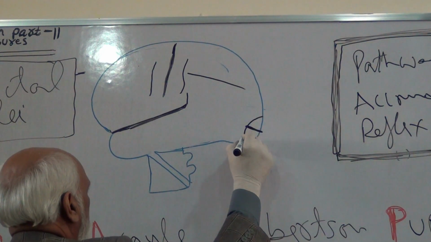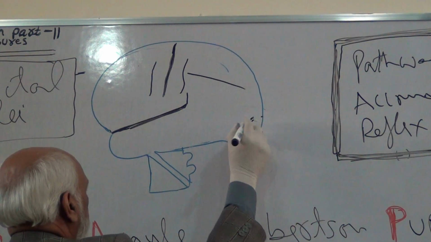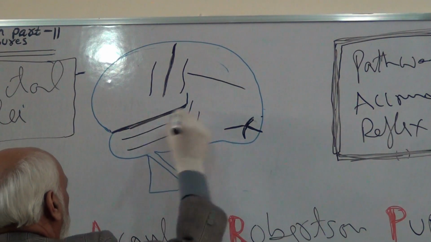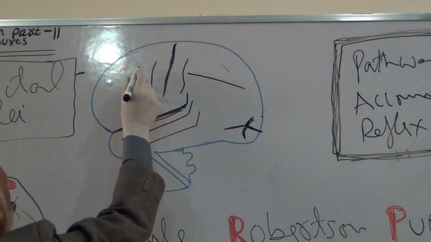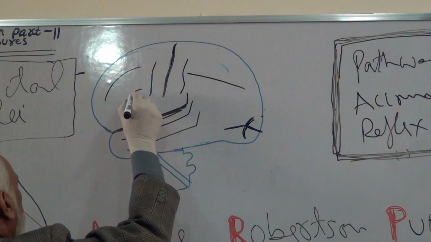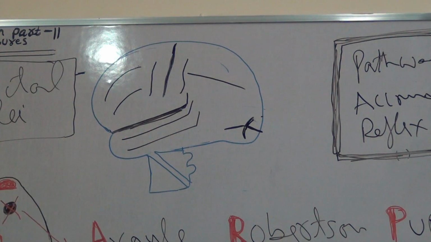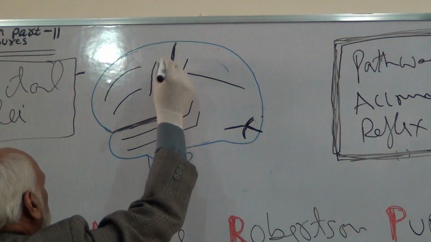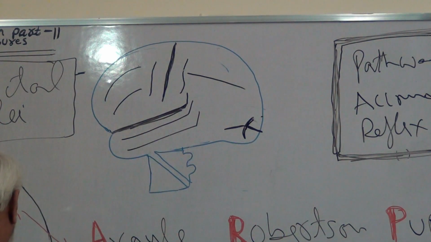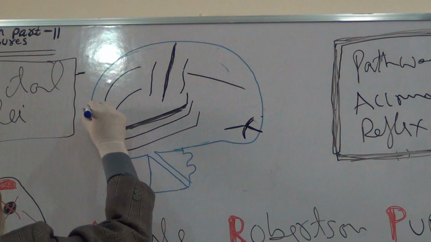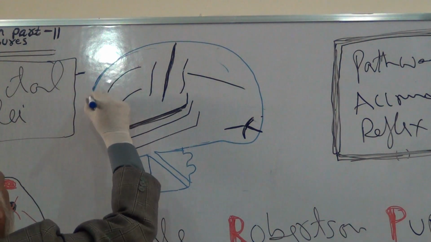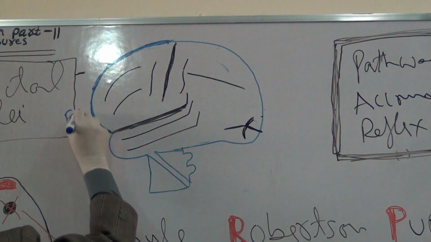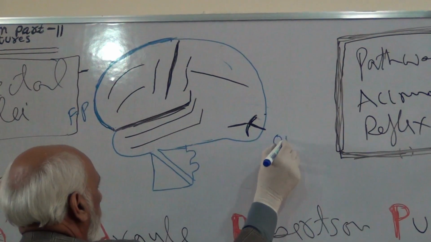then calcarine sulcus, lunate sulcus, superior temporal sulcus, inferior temporal sulcus, superior frontal and inferior frontal sulci, and the superolateral surface of the frontal lobe. So this is the superolateral surface of the frontal lobe. This is the frontal pole. This is the occipital pole.